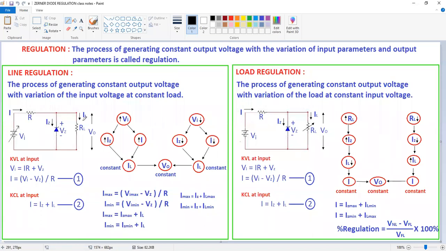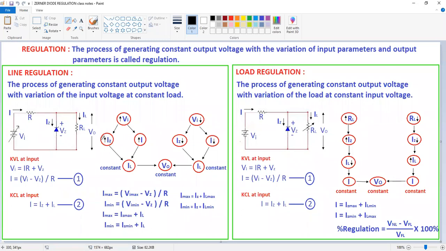Now, depending upon the parameter varying, we have two regulations: line regulation and load regulation. What is meant by line regulation? The process of generating constant output voltage with the variation of the input voltage at constant load is called line regulation.